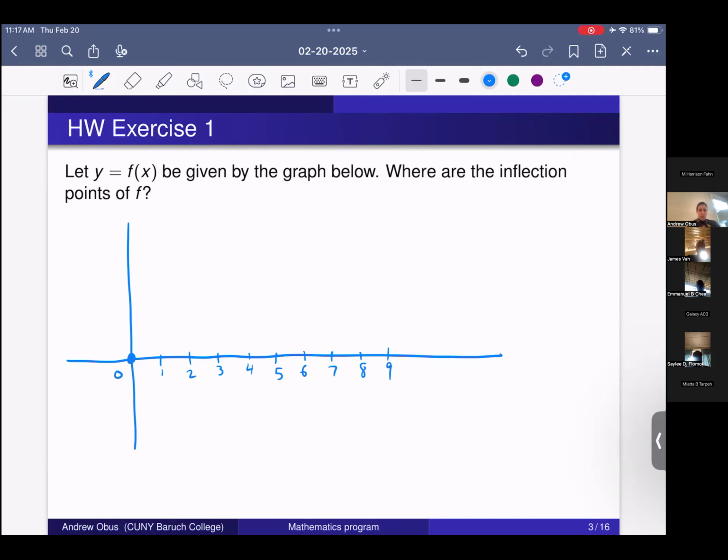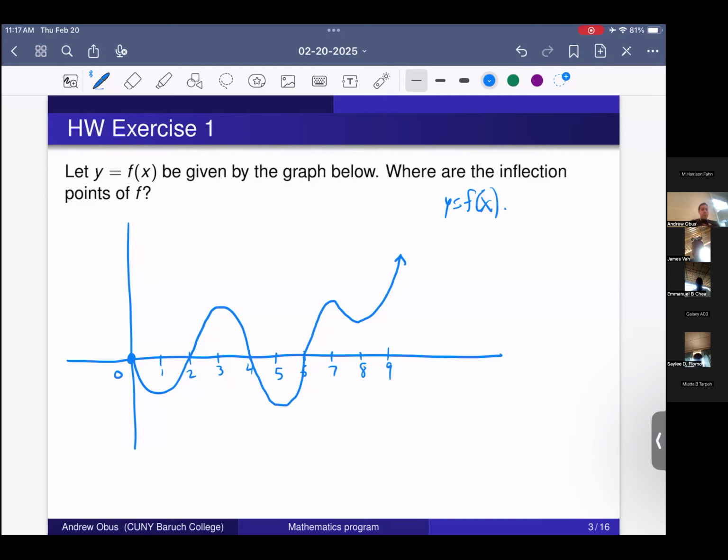Okay, so 0, 1, 2, 3, 4, 5, 6, 7, 8, 9. All right, so let me draw the graph for you. It's going to look like this. Okay, so this is going to be the graph of some function y equals f of x.